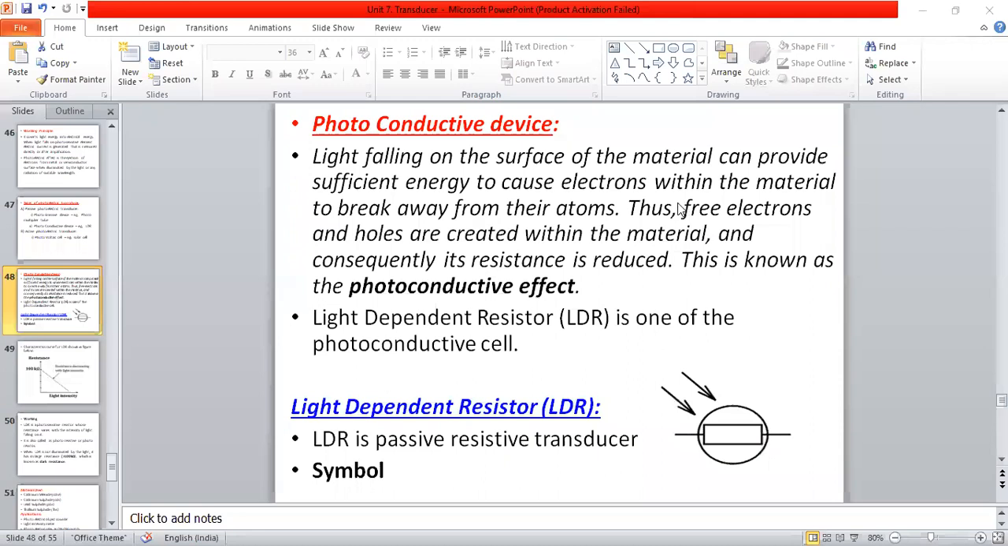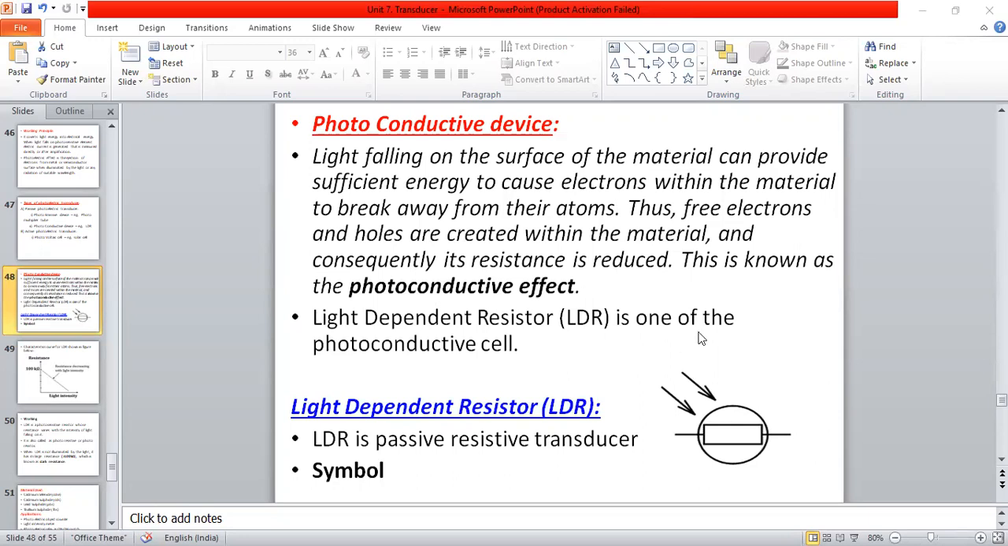Free electrons and holes are created within the material. Whenever they move, they take a particular direction, and that is what we call current. Consequently, the resistance of the material is reduced. This is known as the photoconductive effect. The light dependent resistor is one example of a photoconductive cell.